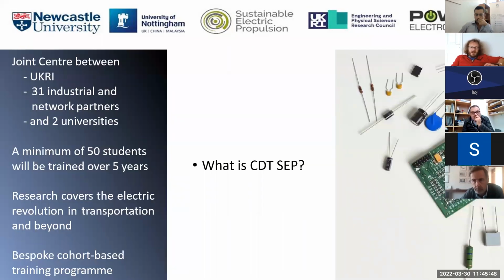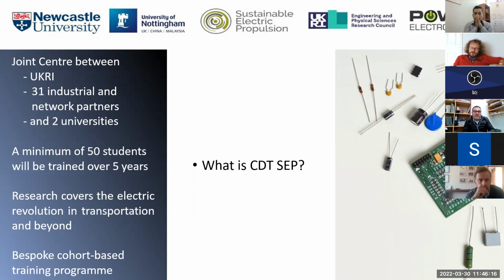And how this works is we have 2 universities, Newcastle University and the University of Nottingham. And at the moment, we have 31 industrial partners who are involved in that project. And we're expecting to train 50 PhD students over a 5-year period. And we're about halfway through this at the moment.